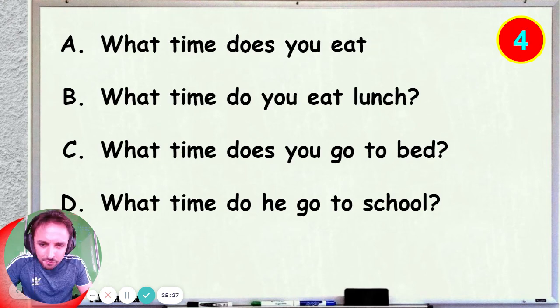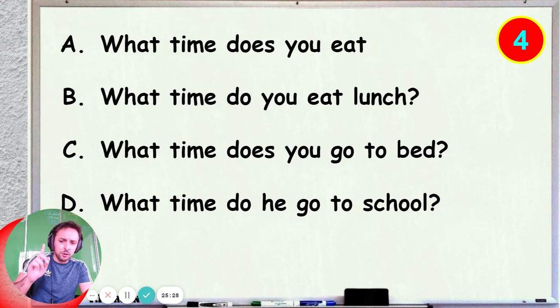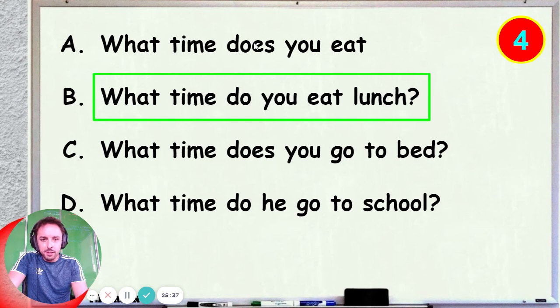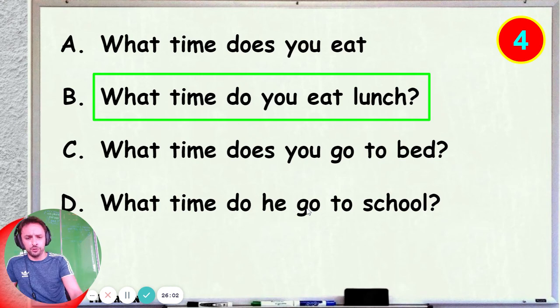Okay, that's 3. Let's do 4. Is it A, B, C, or D? It is B. What time do you eat lunch? Okay, what time does you eat? No question mark. What time does you go to bed? It shouldn't be does. If it's you, it's what do you? What time do you? Not does you. What time do he go to school? Not do he. If it's he or she, you say does. What time does he go to school?